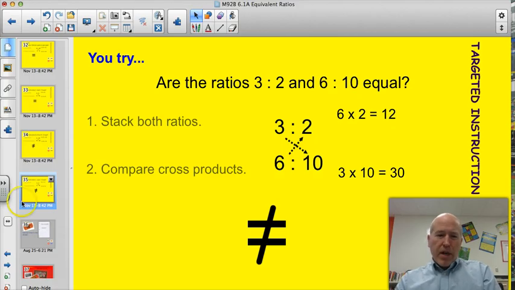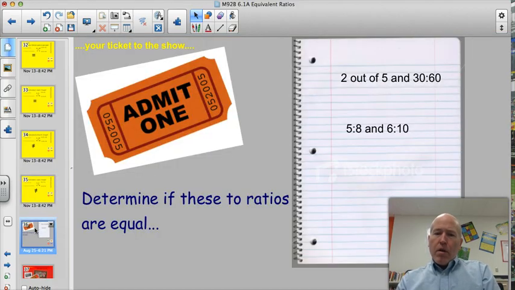All right, time for the ticket to the show. Here you go. Determine if these two ratios are equal. You done writing yet? All right, let's move on.